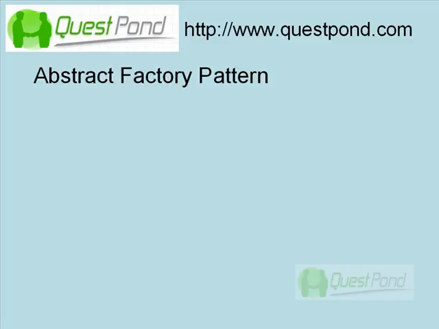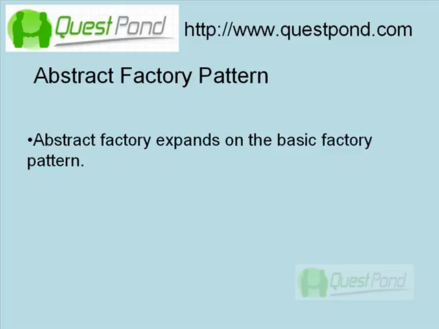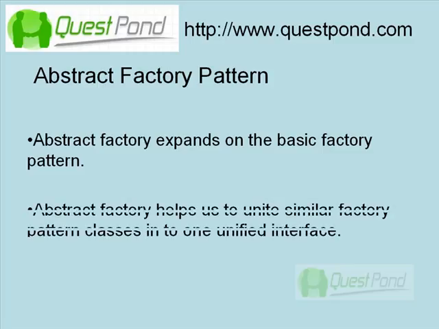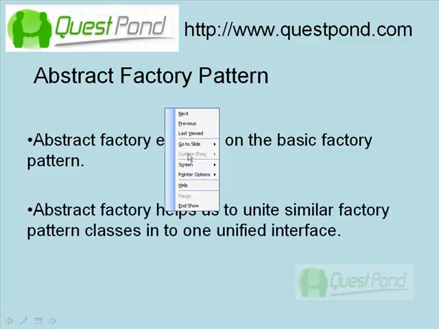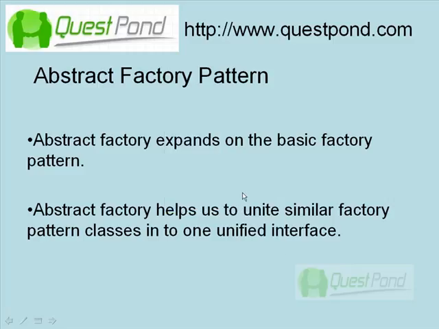So as I said, abstract factory pattern is an extension of basic factory pattern. It basically expands on the basic factory pattern. The main thing about abstract factory pattern is that it helps us to unite similar factory pattern classes into one unified interface. So if you have a big project, as your project proceeds, you create a lot of factory patterns in order to centralize the object creational code.